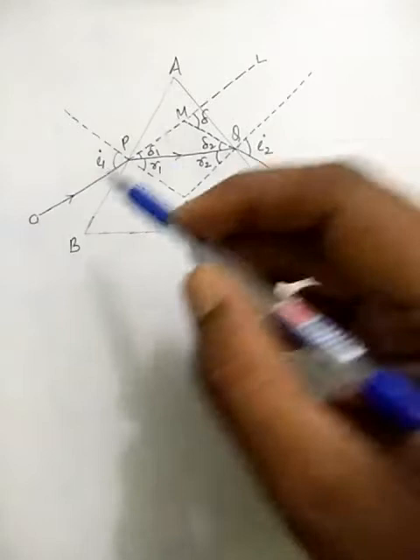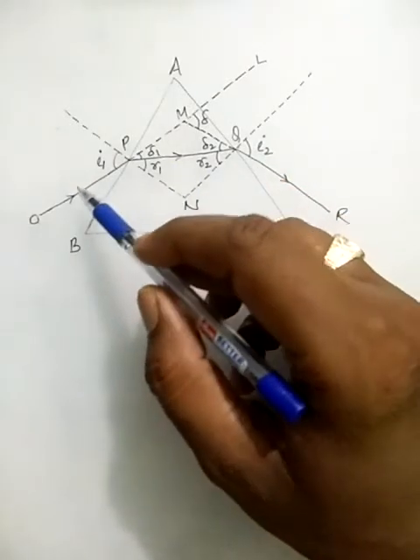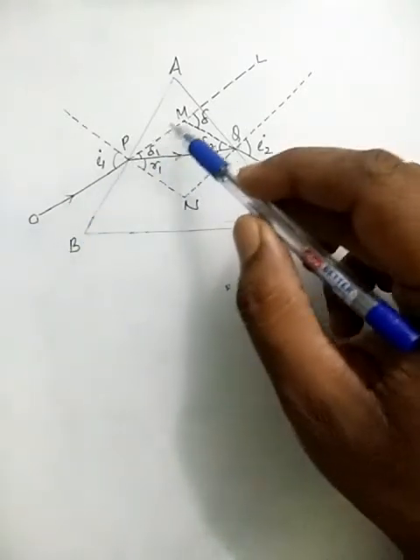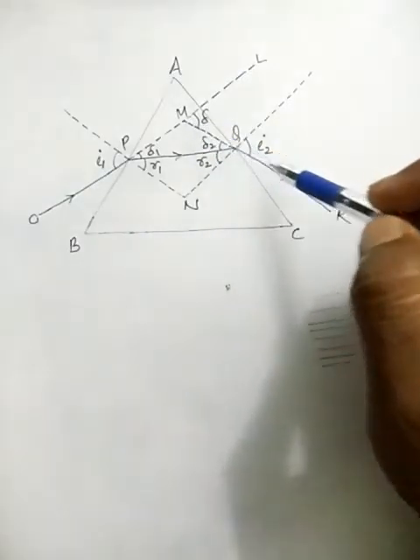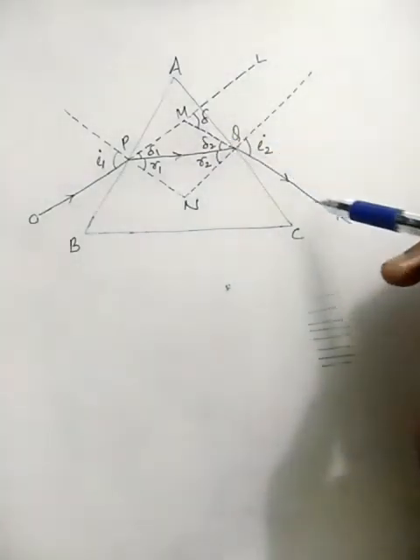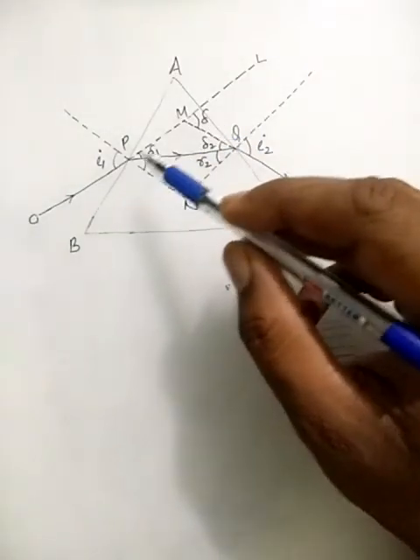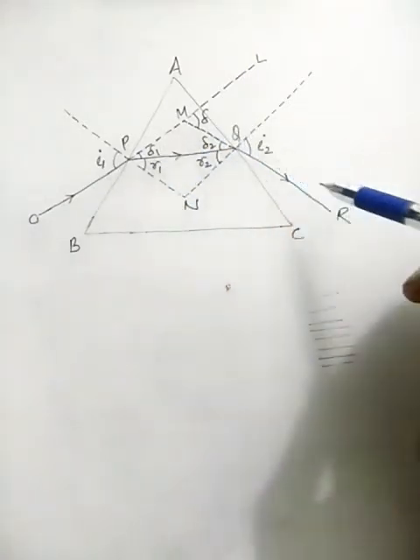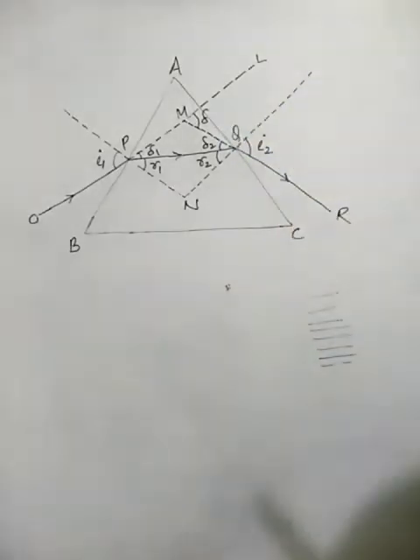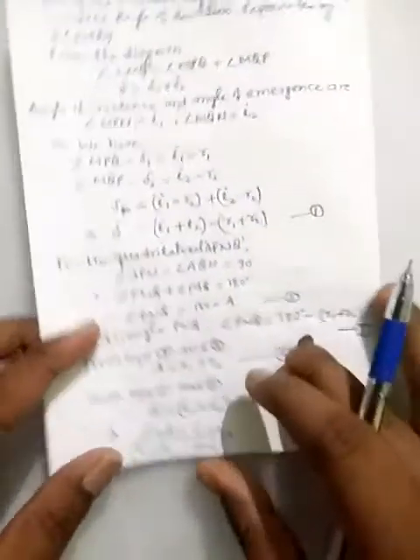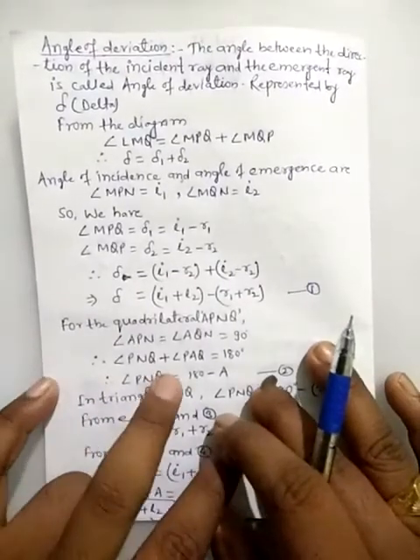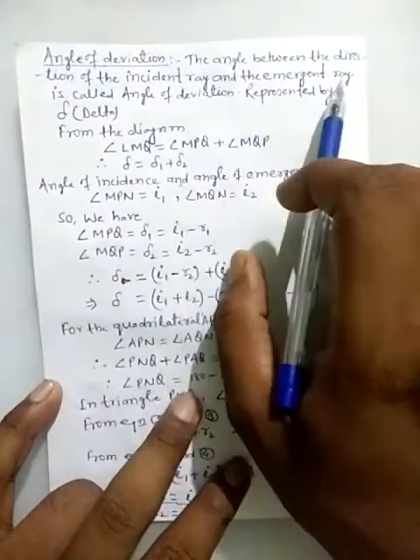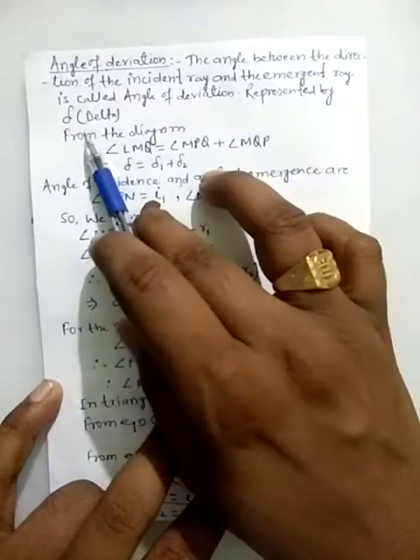And the total deviation is represented by delta. The total deviation represents the deviation between the incident ray and the emergent ray. Here delta represents the total deviation. Now angle of deviation: the angle between the direction of the incident ray and the emergent ray is called the angle of deviation. It is represented by delta.